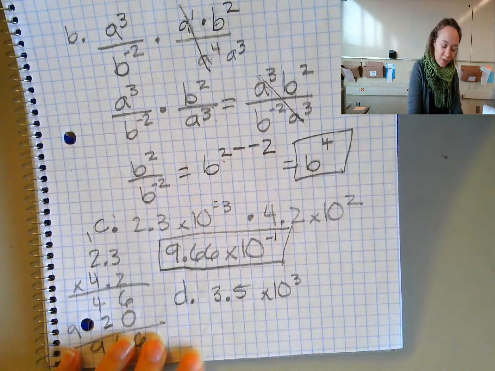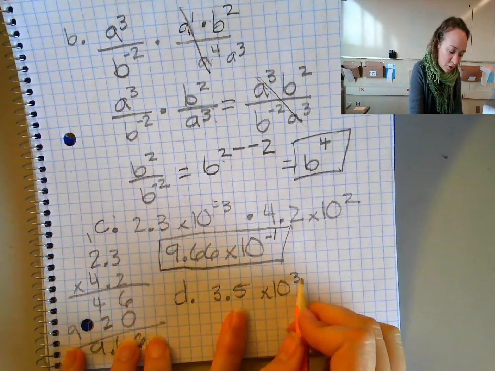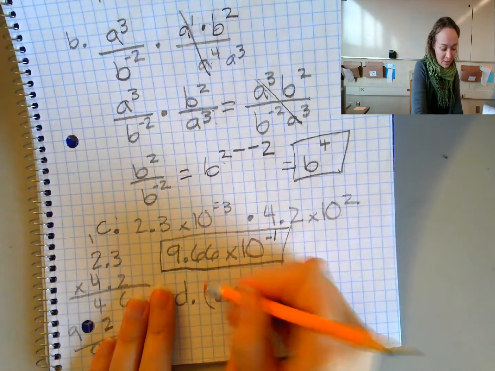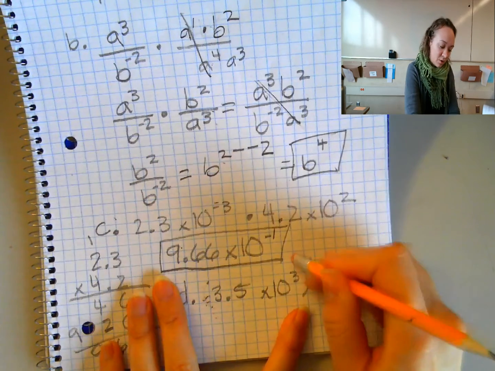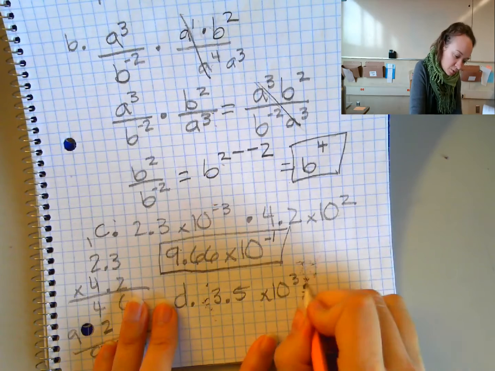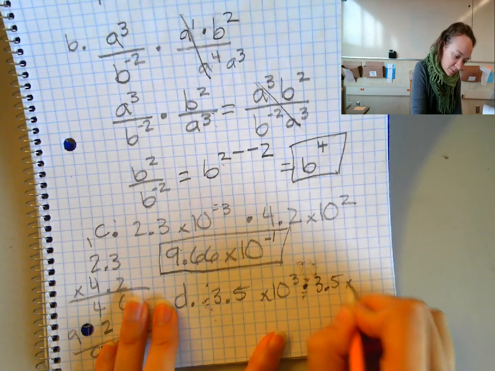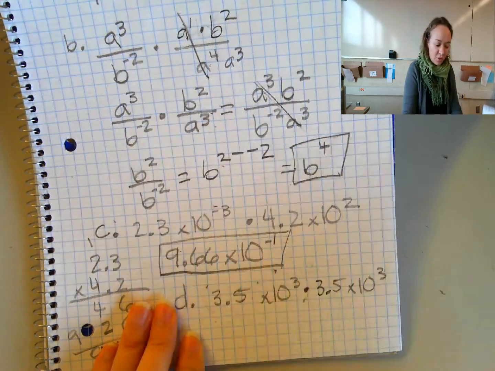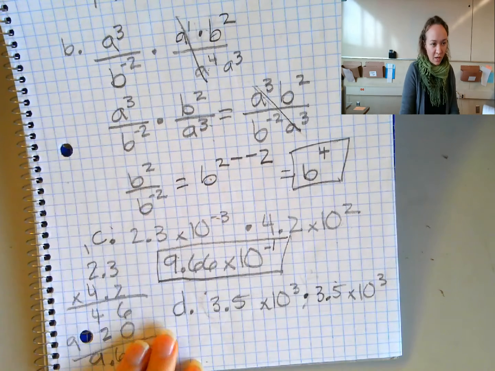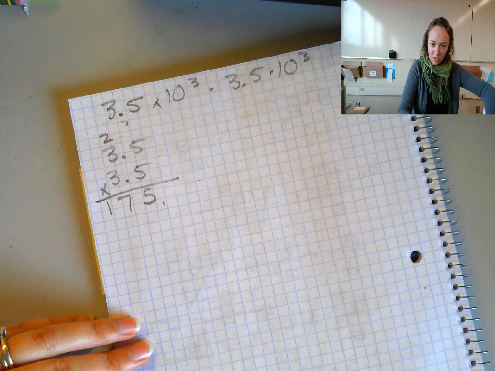On D, we're doing 3.5 times 10 to the third squared, which is the same as 3.5 times 10 to the third times 3.5 times 10 to the third. So I'll do the same thing. I'll multiply 3.5 times 3.5. Sorry, I needed more room.